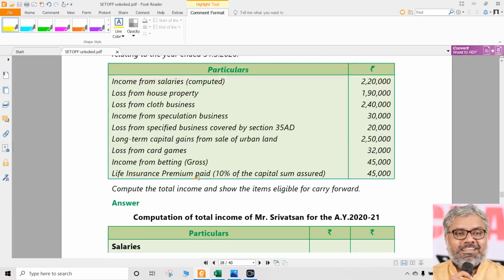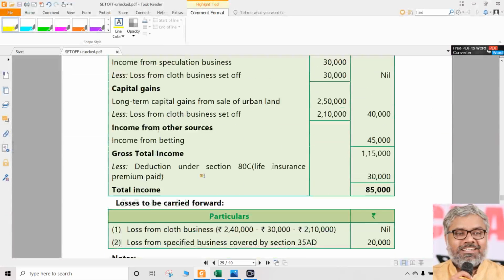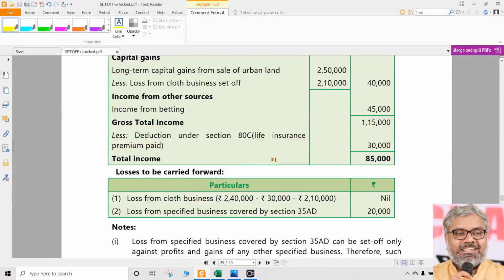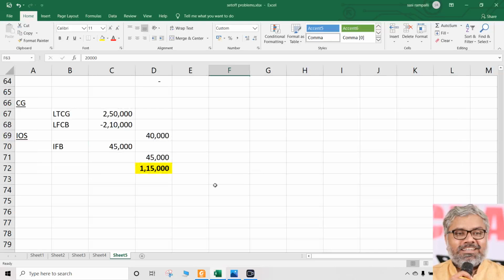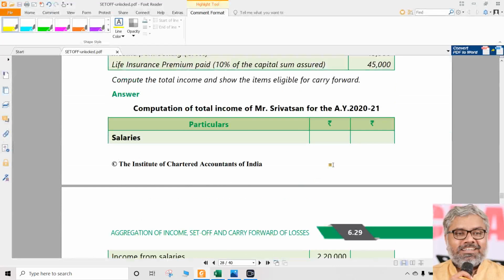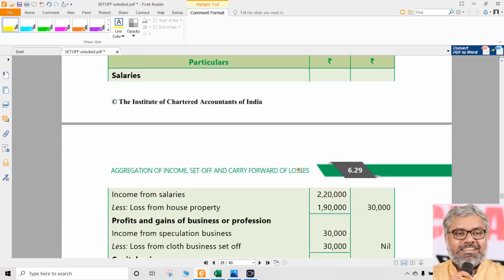Of course, there is a possibility of claiming Section 80C because of the life insurance premium paid, 45,000. If that is also claimed, then the income will finally be 85,000. So how much is the amount that is paid here? That is 45,000. These things we will come to in the deductions chapter. Though the amount paid is 45,000, the 45,000 deduction cannot be claimed.